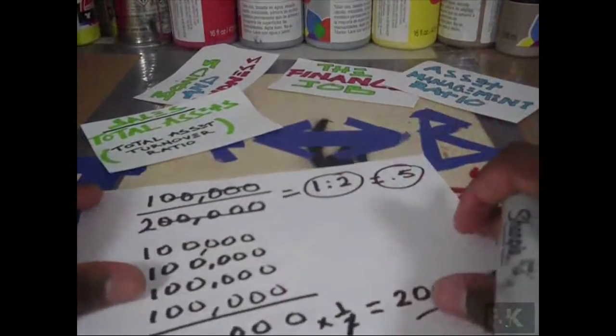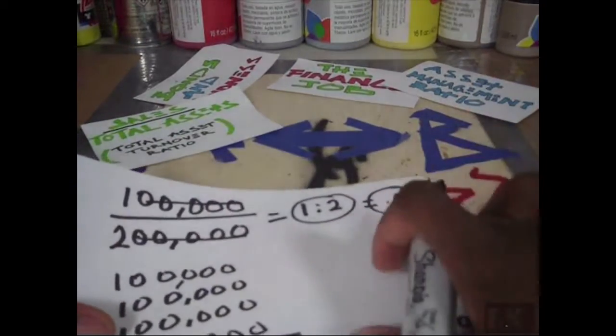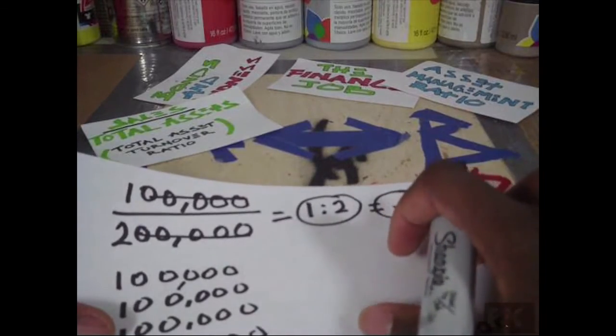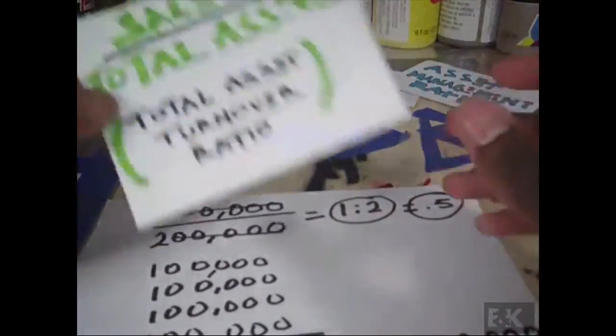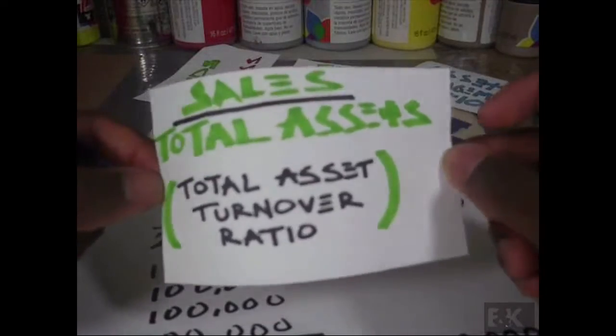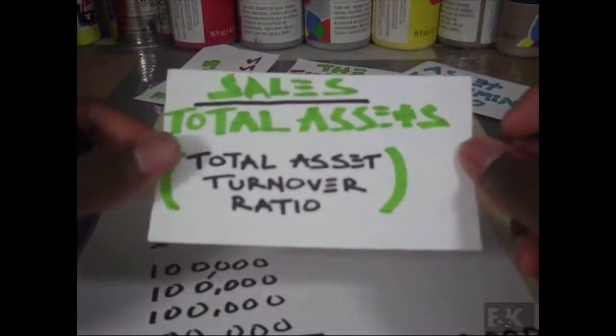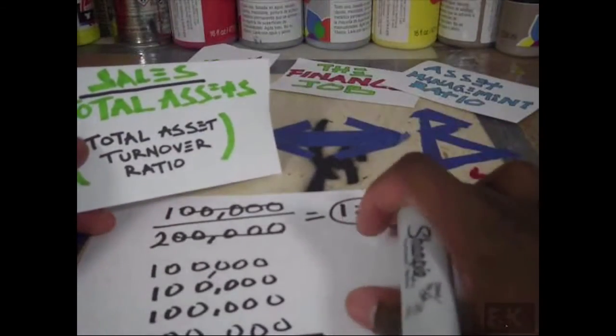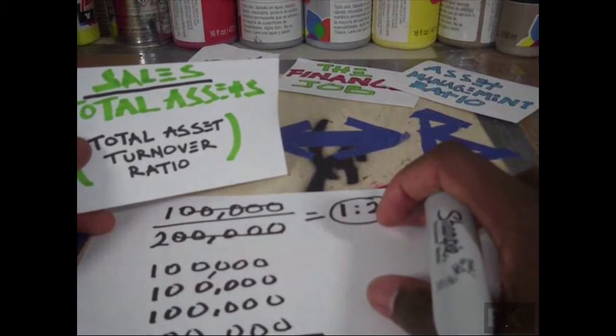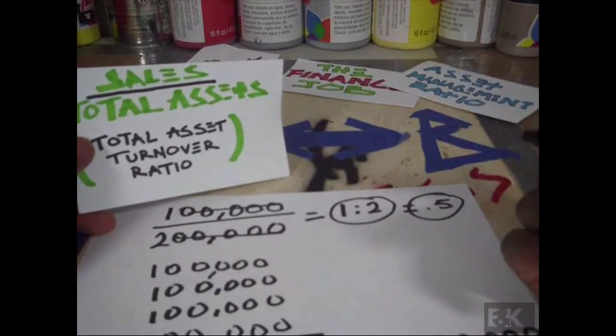So don't get fooled that small numbers means bad. All right, don't get trapped. Actually, always ask yourself when you look at ratios, what story is this ratio really telling me? Total asset turnover ratio. For every $2 values I have, I'm able to collect $1 from my customers.